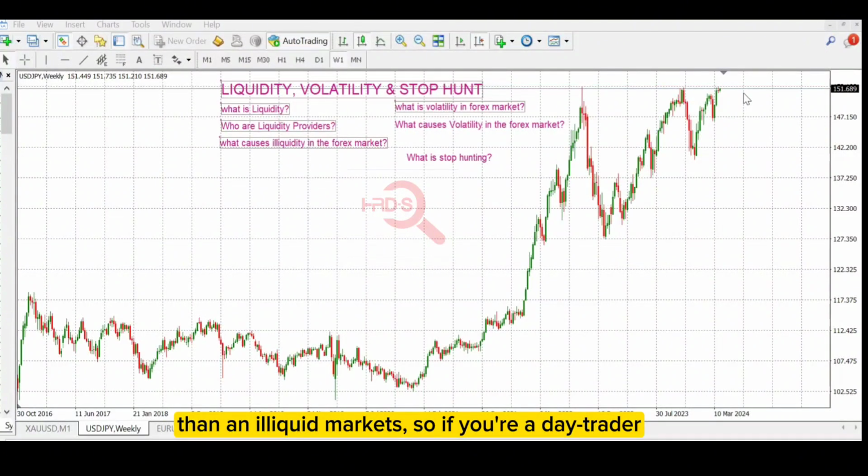So if you're a day trader, this should be your business. Trade when there is a high level of activity in the forex market. That is the London session and the New York session. So we have been able to establish what liquidity is and who the liquidity providers are. Our brokers are our liquidity providers.